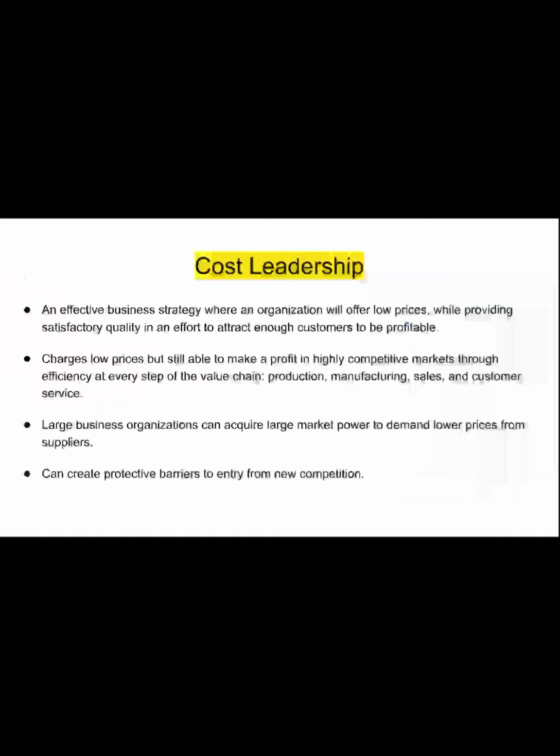Many large business organizations can acquire large market power and demand, which allows them to lower prices from their suppliers, so they are able to pass those on to the customer. This cost leadership will allow an organization to create protective barriers to entry from new competition because they are able to keep their prices lower than their competition.